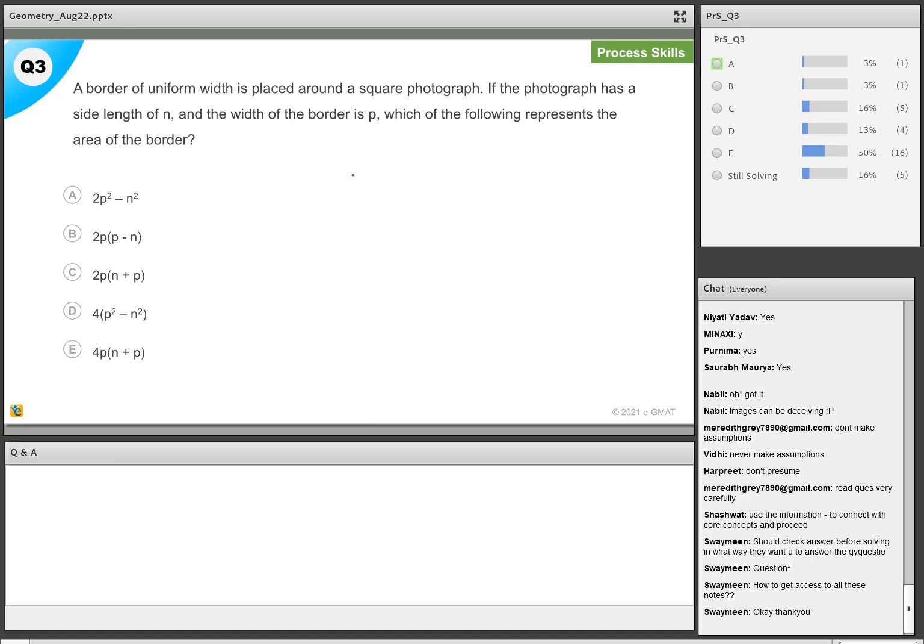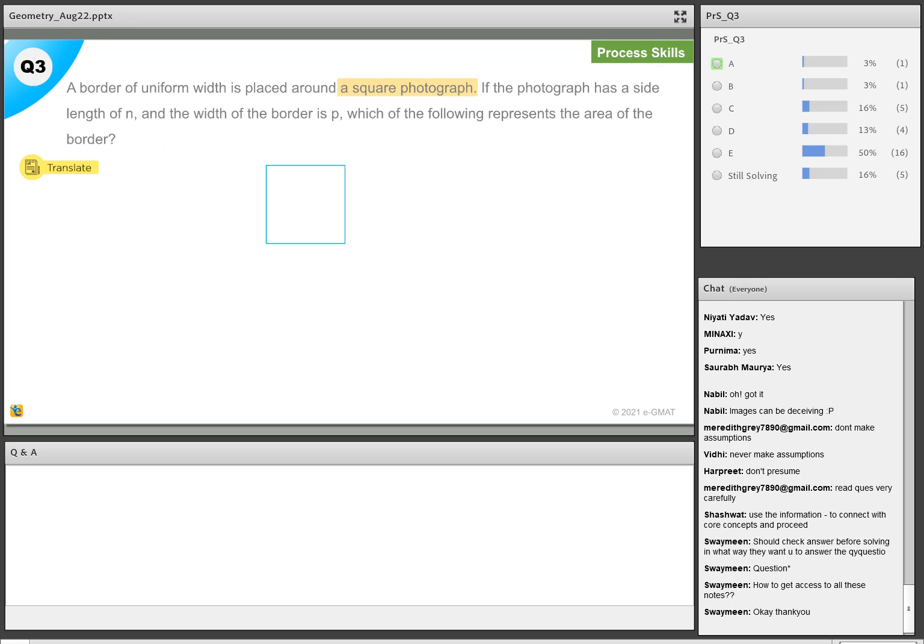All right, let's check. Now, a border of uniform width is placed around a square photograph. If the photograph has a side length of n and the width of the border is equal to p, which of the following represents the area of the border? Perfect. Let's move into visualizing the question, right?